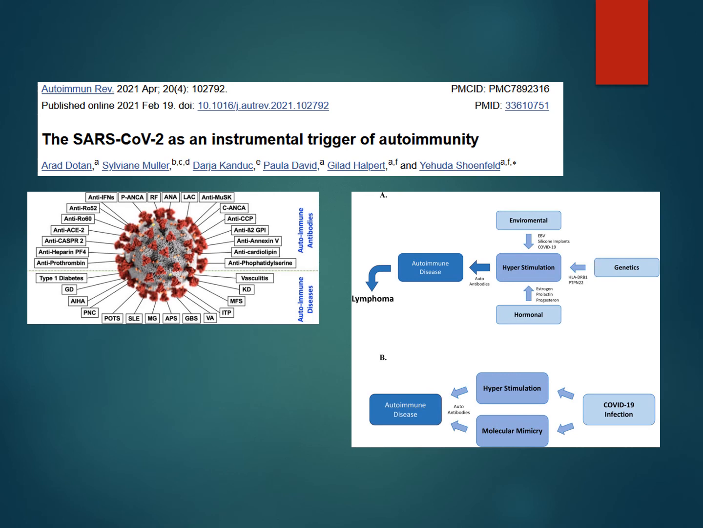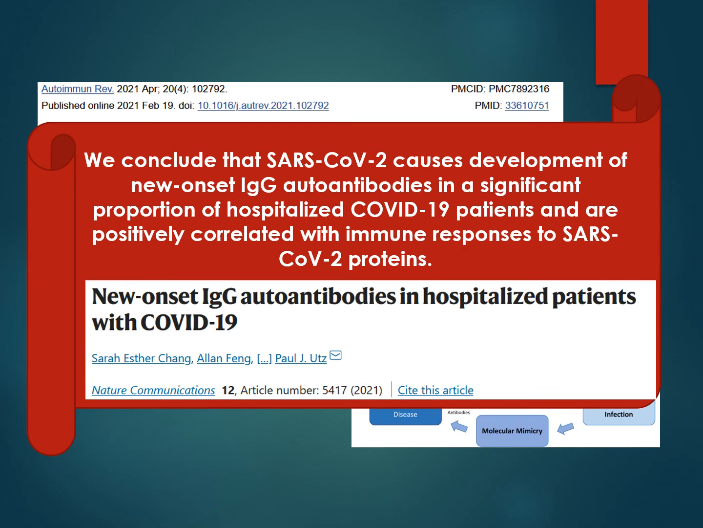There are good data about autoimmunity after COVID-19, with many autoantibodies shown in these patients. In this paper the authors conclude that SARS-CoV-2 causes development of new-onset IgG autoantibodies in a significant proportion of hospitalized COVID-19 patients, positively correlated with the immune response to SARS-CoV-2 proteins, which may explain similar symptomatics in patients who have natural infection or vaccination.